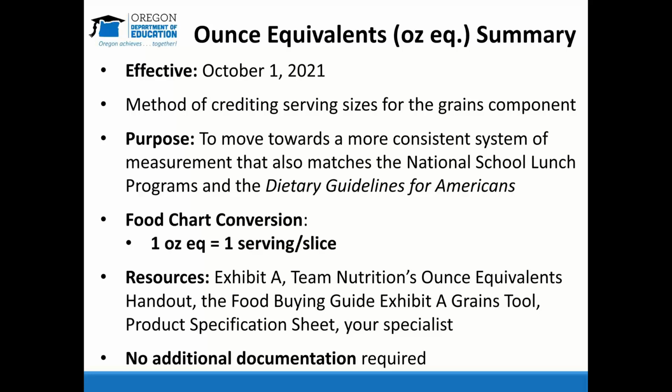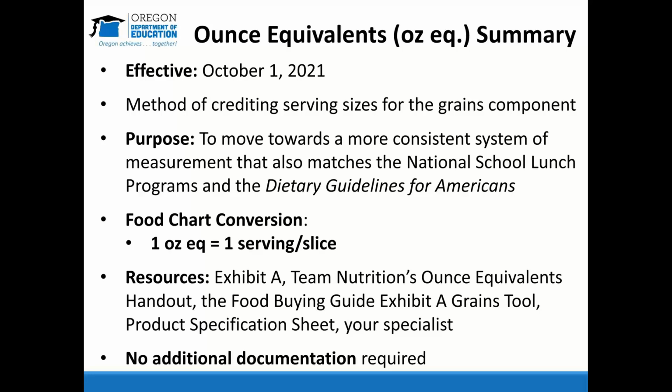And the reason why we are moving to ounce equivalents is because it will be a more consistent system of measurement that will align CACFP with the National School Lunch Program and also the current Dietary Guidelines for Americans. So in effect, what used to be 1 serving of grains will now be 1 ounce equivalent, and the actual difference in grams between 1 serving and 1 ounce equivalent is very, very small.